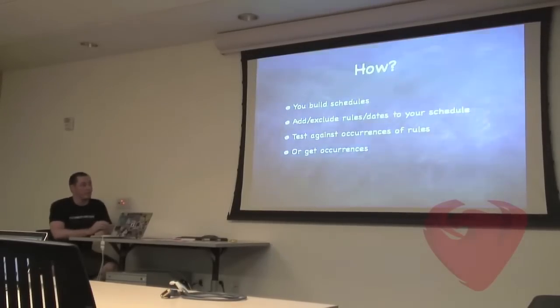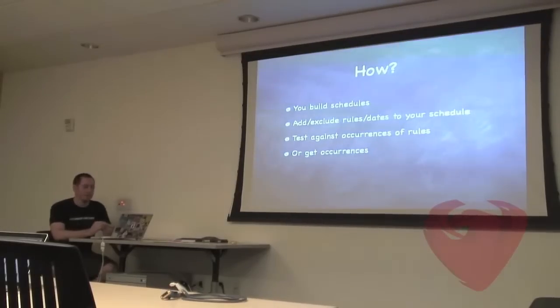So the way it works is you build a schedule, you add rules to it. There's exclusion and inclusion rules. And you also have exclusion and inclusion dates. So a rule would be like, every Monday of the week this happens, except for this one Monday, I don't want that included in there, and that'd be an exclusion rule.